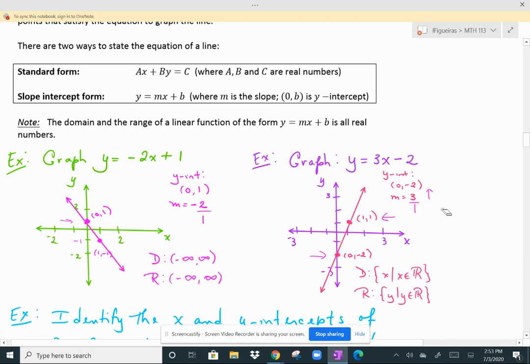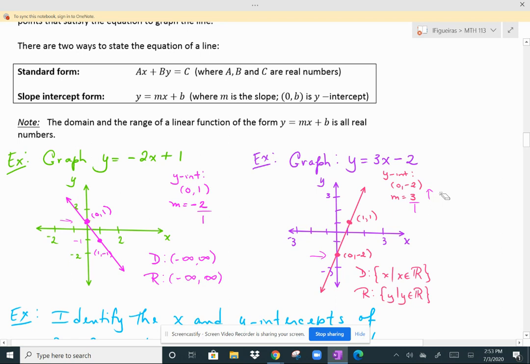You can also plug 1 in here and get 1 as a result for y, or plug any number you want in for x, like -1 or 2, and still get a second point that will give you the same exact line.